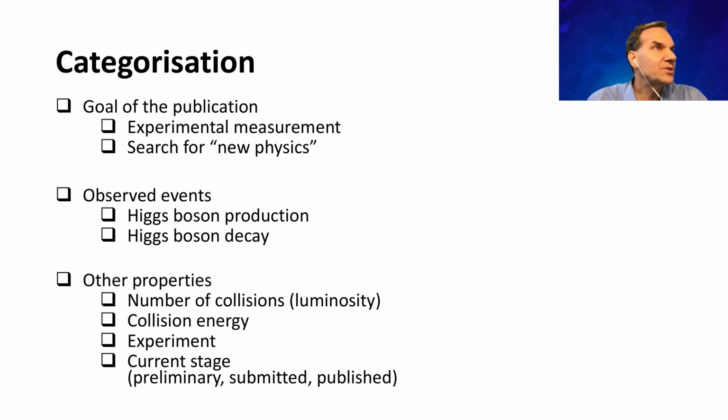I won't go too much into the categorization, just giving you a feeling. So it is about the publication, experimental measurement. It is searches for new physics, observed Higgs bosons. It's about production modes and decay modes. Other properties are how much data was used, what is the luminosity, what is the collision energy, what is the experiment, and the current stage of the document. Is it preliminary, is it submitted or published?